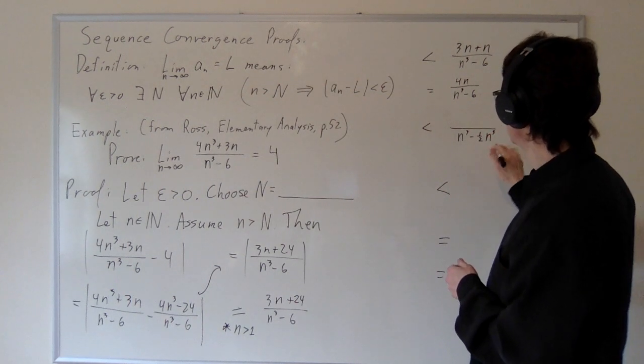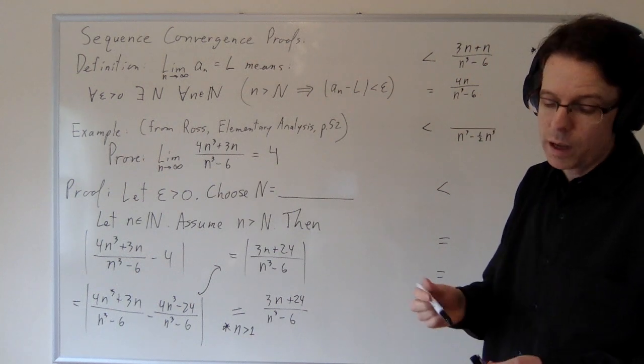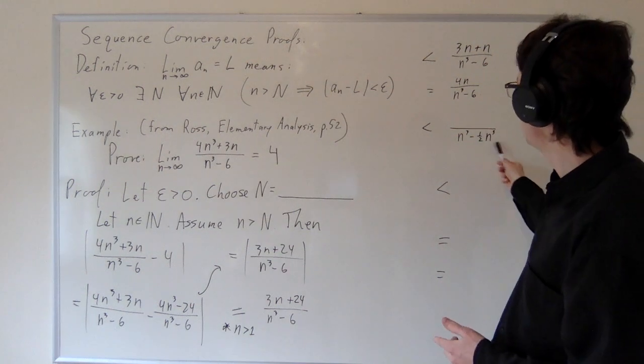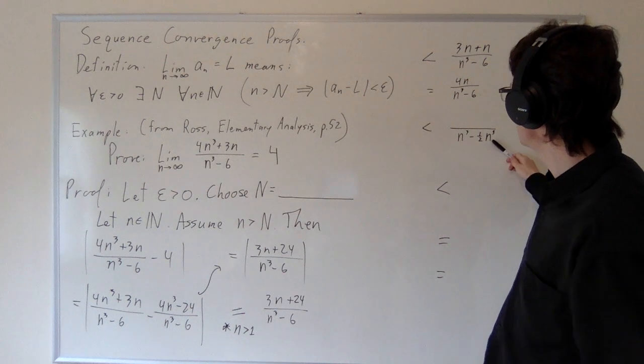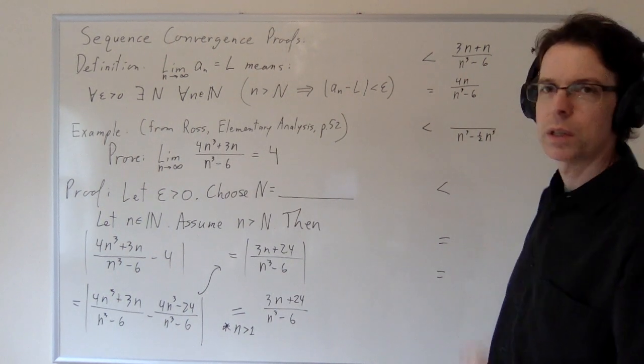However, did I really make that bigger? Is 1/2 n cubed bigger than 6? That's what I claimed I was trying to do. Did I actually do that? Well, when n equals 1, it's not. When n equals 1, 1/2 n cubed is 1/2, which is certainly not bigger than 6.